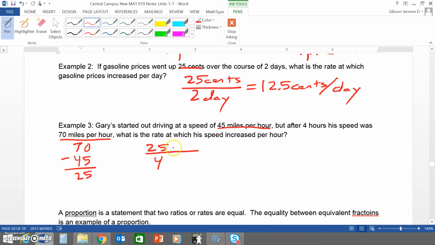So this is speed, miles per hour, all over 4 hours. So they ask what is the rate of speed. So if we divide 25 divided by 4, that'll give us 6.25 miles per every hour. That was the rate of speed.